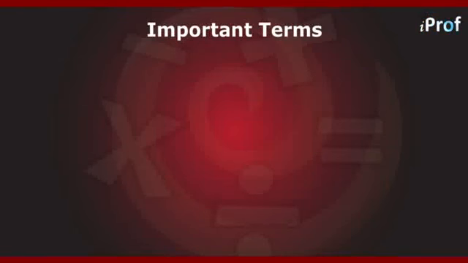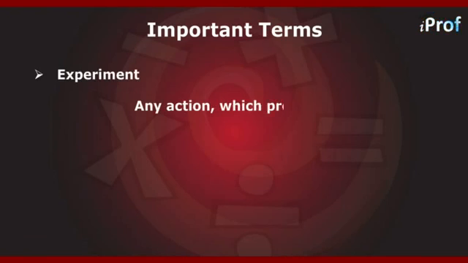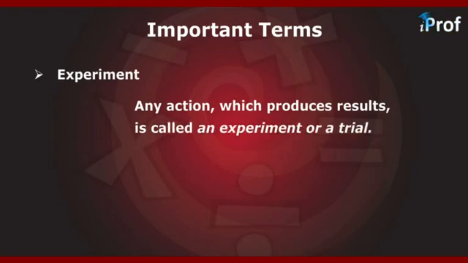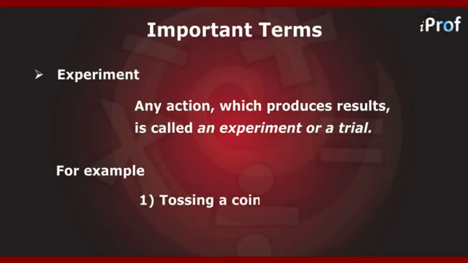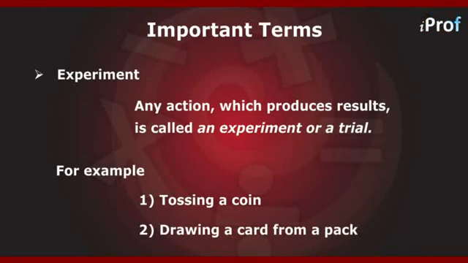There are some important terms we will encounter frequently while dealing with probability. The first among them is the term experiment. Any action which produces results is called an experiment or a trial. For example, tossing a coin is an experiment. Drawing a card from a pack of cards is also an experiment.